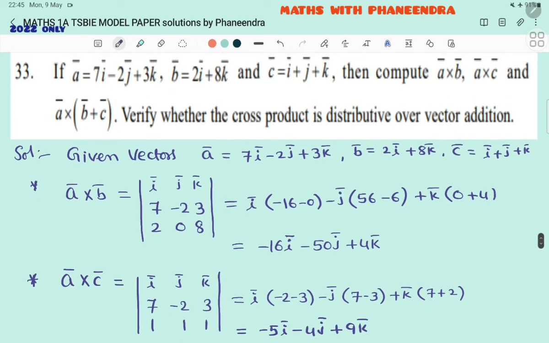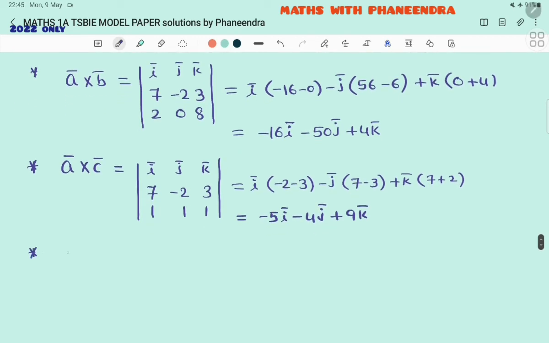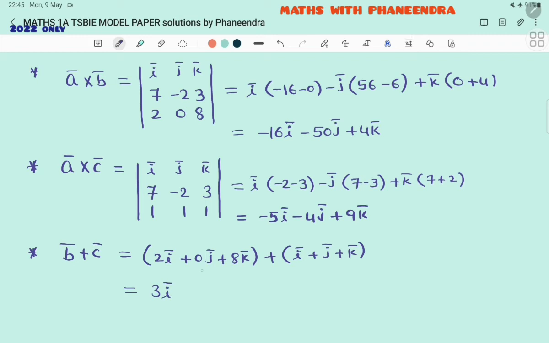Next B bar plus C bar you can calculate. So the sum of the vectors: B bar is 2i plus 0 into j plus 8 into k, plus C bar vector i plus j plus k. So corresponding elements you can add: 2i plus i is 3i, 0j plus j is j, 8k plus k is 9k. This is about B bar plus C bar.